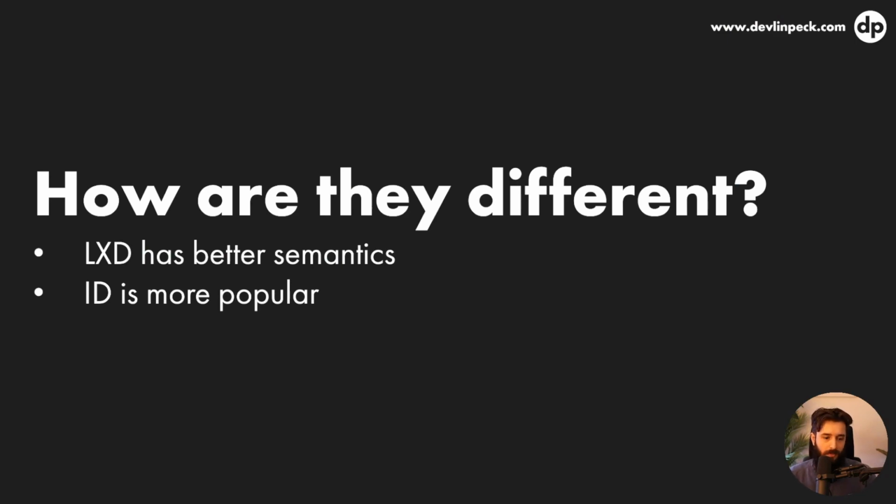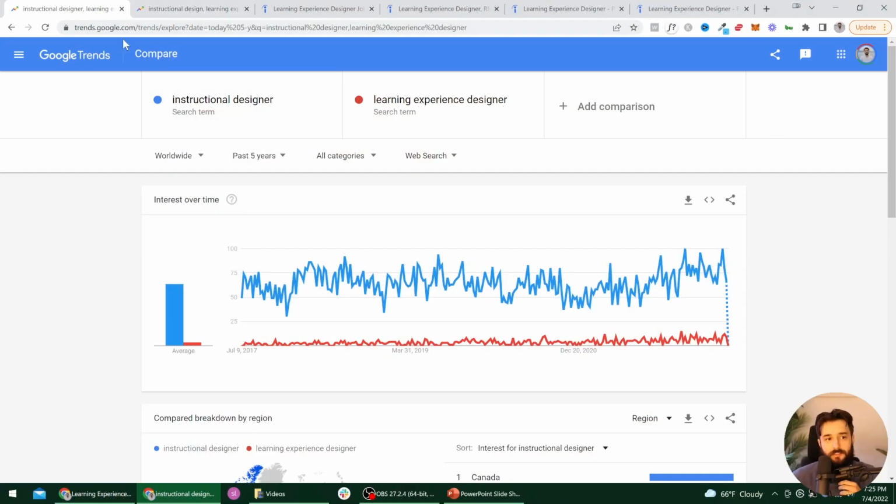So if we look at the Google Trends information, trends.google.com is just a tool you can use to look at the relative popularity between multiple search terms. So you can see here the blue line at the top is the instructional designer search term, and learning experience designer is the red one. So this is just a good way to gauge how much interest there is in a term.